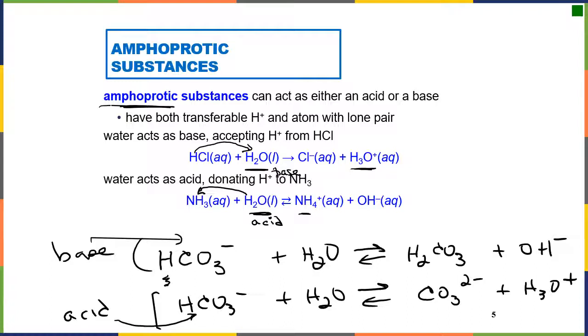So let's make sure we understand this. Amphoteric means it can act as an acid or a base. And remembering here that an acid is going to be an H plus donor.